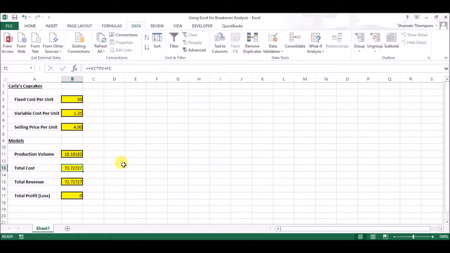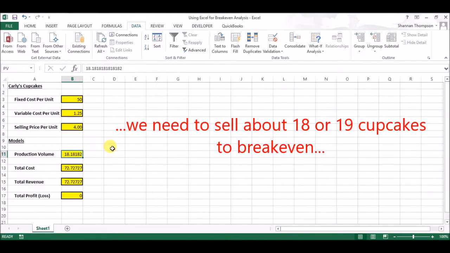From our break-even analysis, with these selling prices, variable costs and fixed costs, we're going to need to sell 18 cupcakes in order to break even for the day.